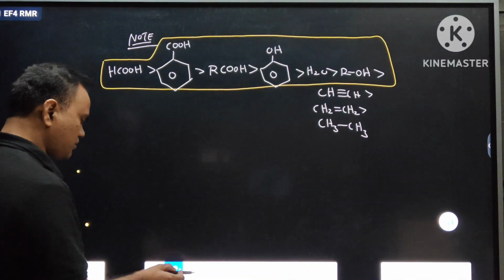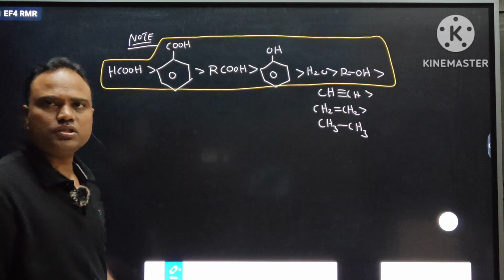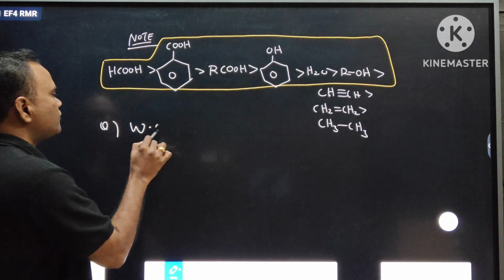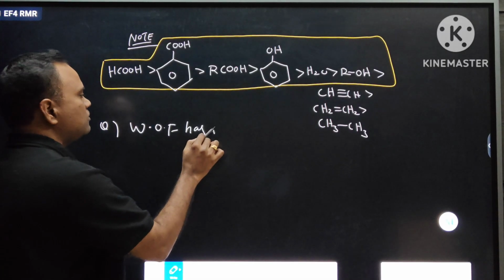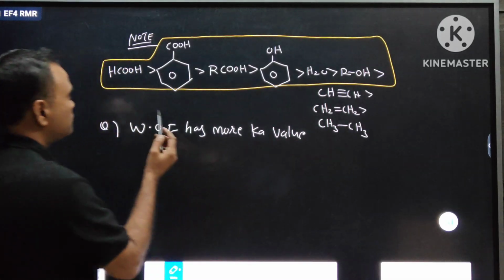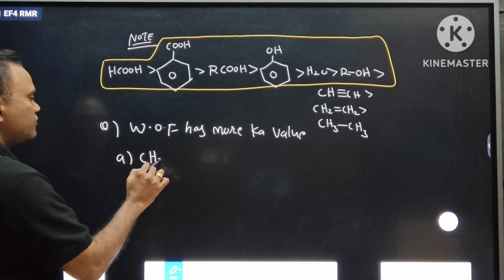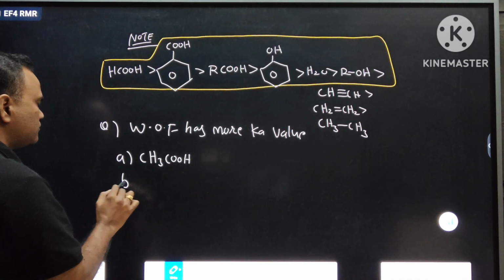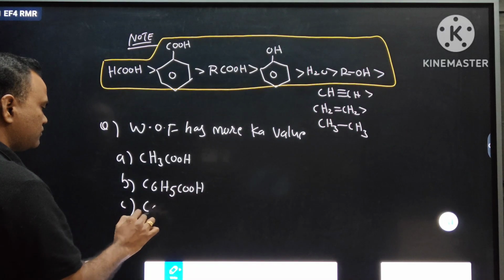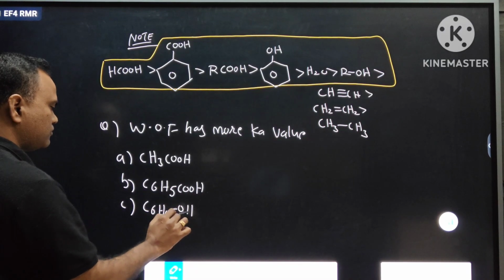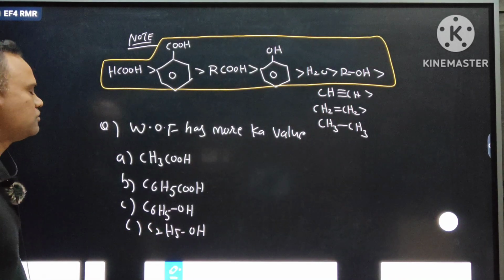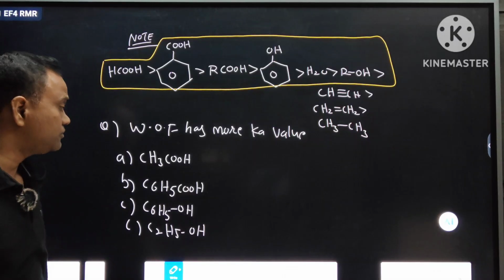Actually, we are doing first year GOC revision. All these concepts are in GOC, General Organic Chemistry. Which of the following has more Ka value? Based on this overall acidic nature, I will give you one question. What will be the answer? Tell me.